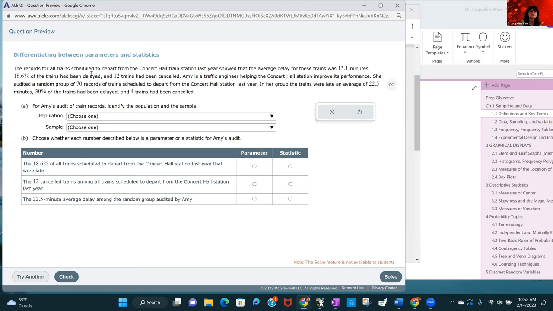Okay, the records for all trains scheduled to depart from the Concert Hall train station last year showed that the average delay for the trains was 13.1 minutes, and so on. Amy is a traffic engineer. Wait a minute, wasn't she also doing the soccer league? Or is that somebody else? She's a traffic engineer helping the Concert Hall station improve its performance. So she audited a random group of 70 records of trains. In her group, she found all of this stuff.